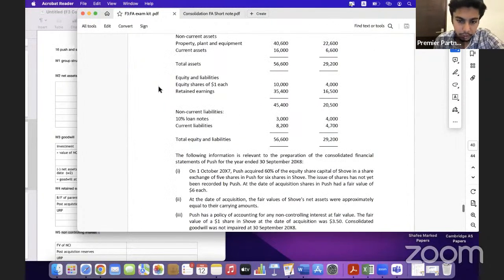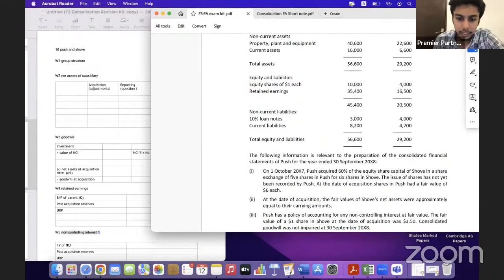Now guys, look at this part. On 1st of October 2007, Push acquired 60% of Shove. Our question is for 30th of September 2008. Good thing it's exactly 1 year before. Our question finishes on 30th September 2008, so the question starts on 1st of October. When the question is starting, these people have bought the company. So this is a full year subsidiary.